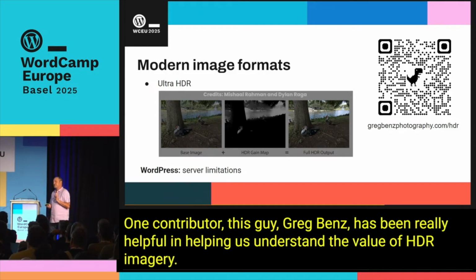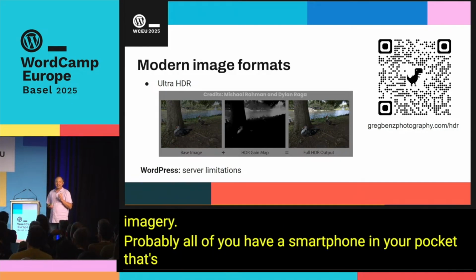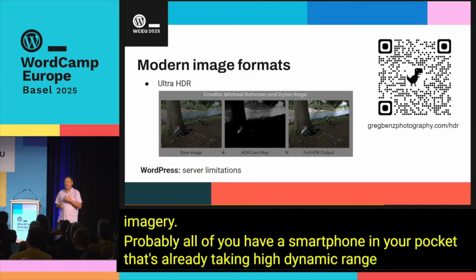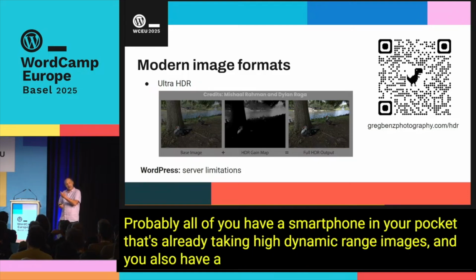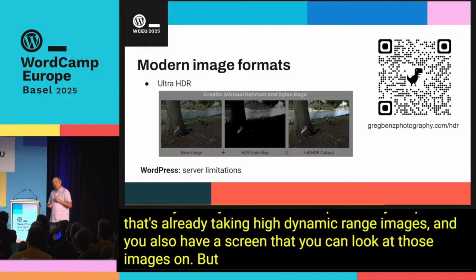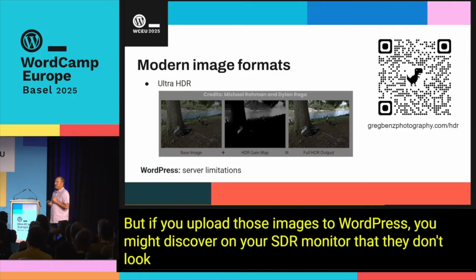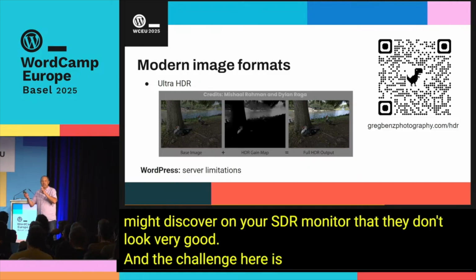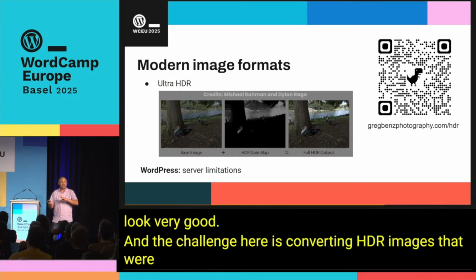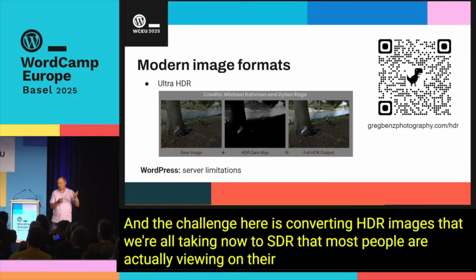Probably all of you have a smartphone in your pocket that's already taking high dynamic range images. And you also have a screen that you can look at those images on. But if you upload those images to WordPress, you might discover on your SDR monitor that they don't look very good. And the challenge here is converting HDR images that we're all taking now to SDR that most people are actually viewing on their home computer screens.